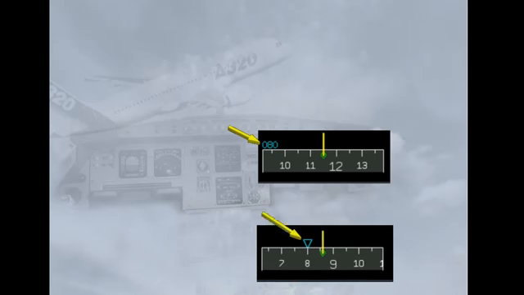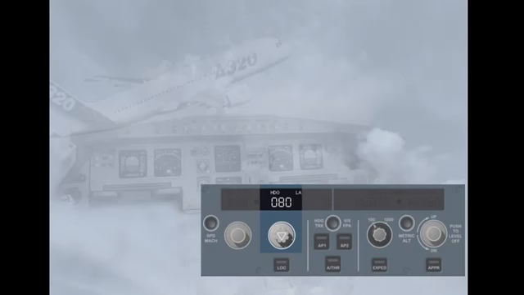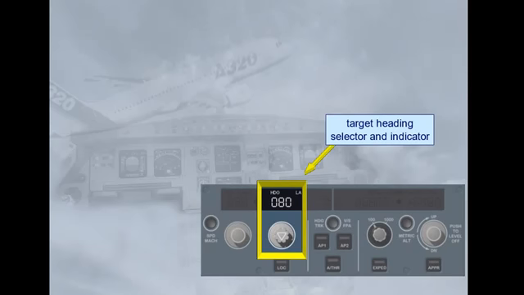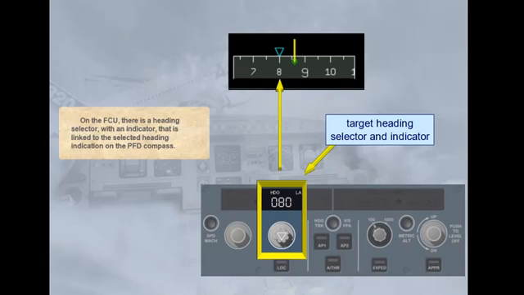A selected heading may appear either as a blue figure on the appropriate side on the compass scale, or a blue triangle. On the FCU, there is a heading selector with an indicator that is linked to the selected heading indication on the PFD compass.